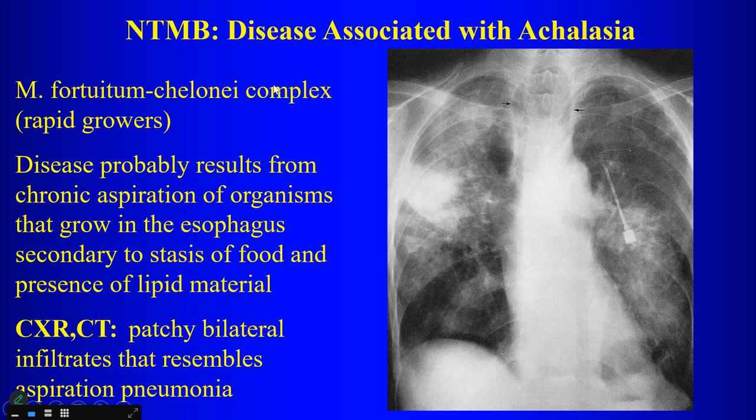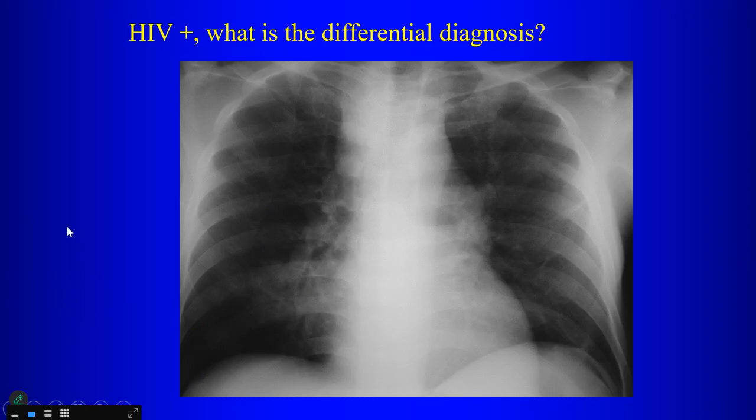So achalasia, Mycobacterium fortuitum. So these grow more rapidly, they're easier to culture. So they grow within the esophagus, then the patient aspirates, then they get into the lungs, right? So achalasia-associated infection. Patients who are HIV positive can also very commonly develop, depending on their CD4 count, infection with MAI, and that will manifest as what?